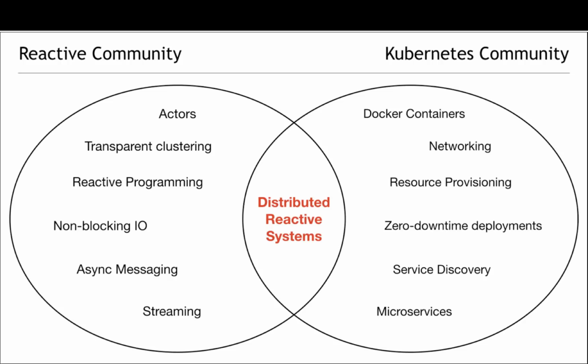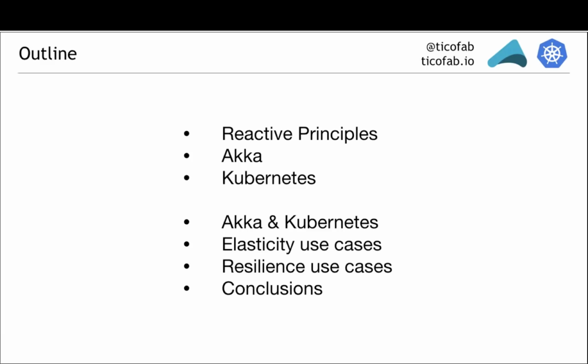So I set out to see, well, what if we combine these two worlds? How can we get the best of them? And the outline of this talk tonight is we'll first glance over the reactive principles, and then Akka and Kubernetes. Those will be quick overviews to get us all on the same page. And then we'll dive right into what happens when Akka and Kubernetes are combined. We'll look at a couple of elasticity and resilience use cases before we get to our conclusions.